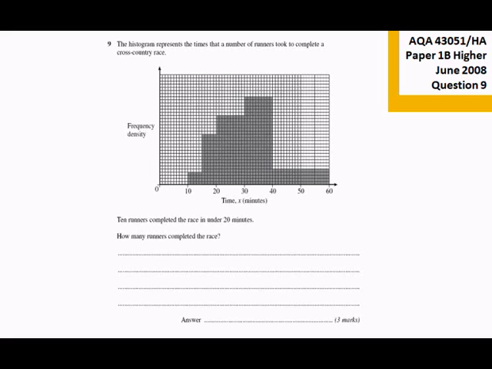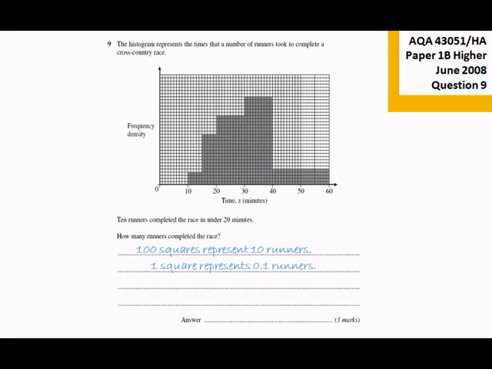How many runners completed the race? So those are the ones that completed the race in under 20 minutes. And you can count how many little squares that is. In fact, if you count it, it's 100 little squares, and we're told that that represents 10 runners because it says in the question that 10 runners completed the race in under 20 minutes. So 100 squares represent 10 runners.